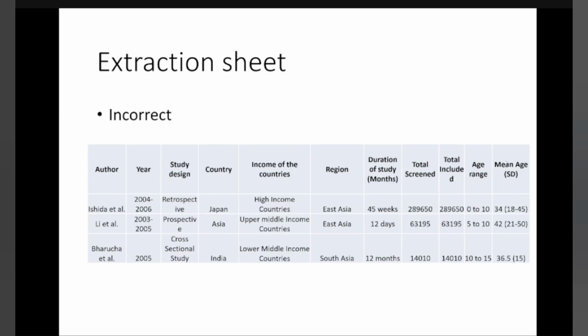Again, when we are checking mean age and SD, we found that one study, Barucha et al., has given mean and range instead of mean and SD. So we need to convert to SD. There are lots of formulas available, and many calculators available online. So you can calculate it and make it homogeneous in the extraction sheet.